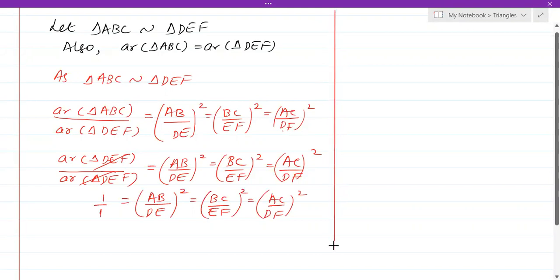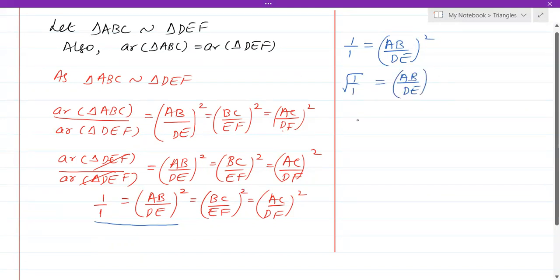So 1 by 1 is equal to all the 4 things, right? So we can take any 2 of them, isn't it? Let's take these 2. So 1 by 1 is equal to AB by DE the whole square. If the square goes the other side, it becomes square root of 1 by 1 is equal to AB by DE.